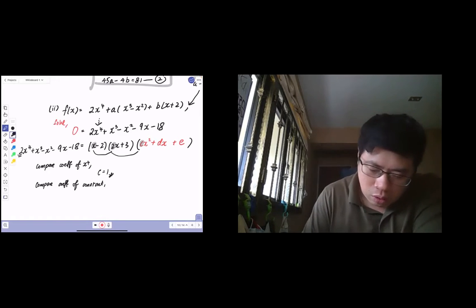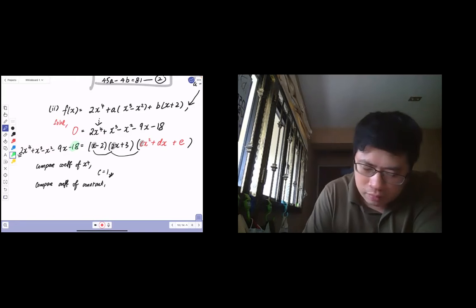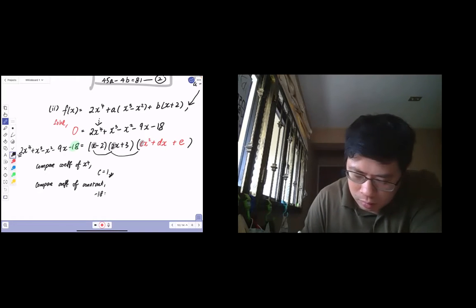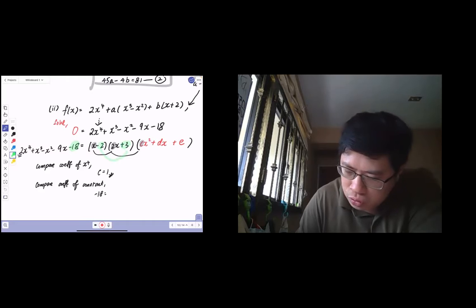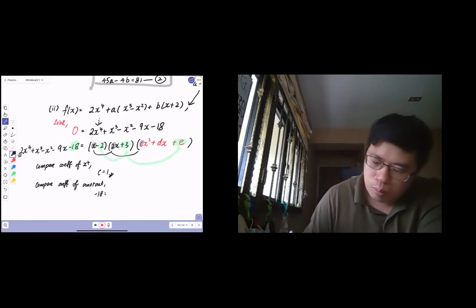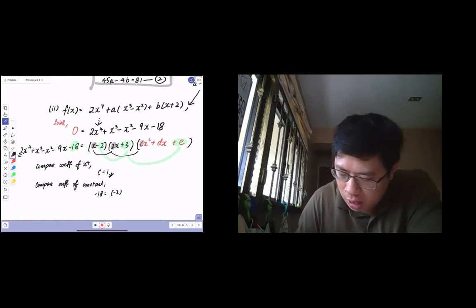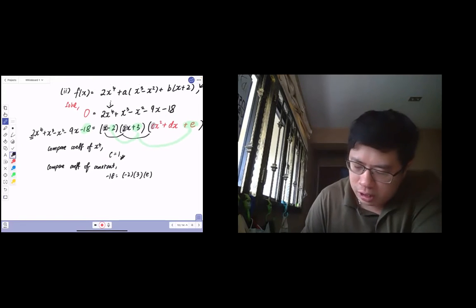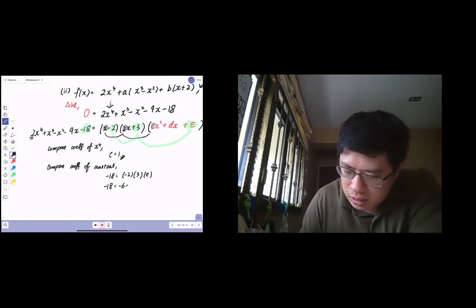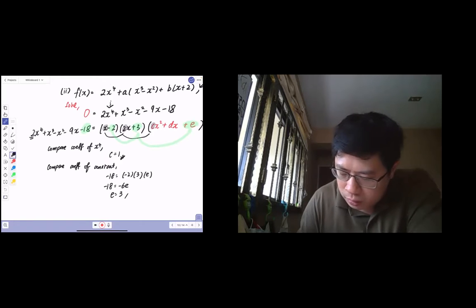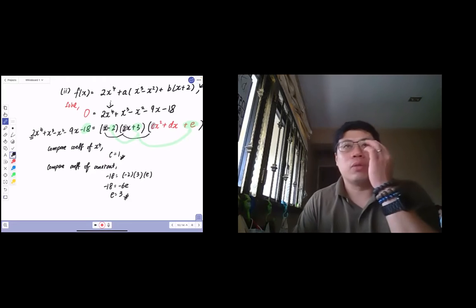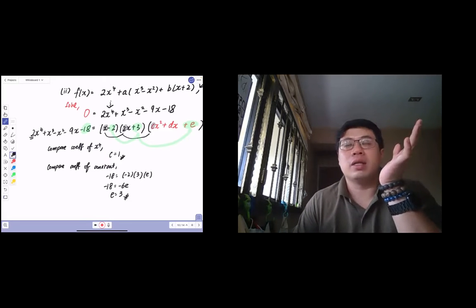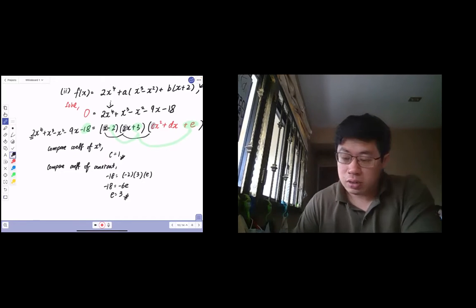So the constant here, minus 18 on the left. On the right hand side, what's my constant? Negative 2, positive 3, and positive e. This is the only combination that will give me my constant. So negative 18 is equal to negative 6e. e is equal to 3. In the next portion, I'm going to find my d.